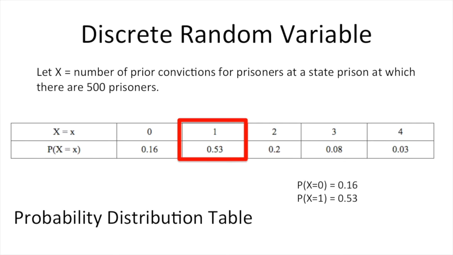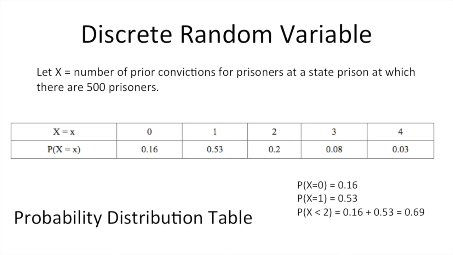We could also use this table to find the proportion that had a certain range of prior convictions. For example, the proportion that had X less than 2, or fewer than 2 convictions, is equal to the proportion that had 0 plus the proportion that had 1. This equals 0.16 plus 0.53, which is 0.69. So we could say that 69% of individuals in this sample had fewer than 2 prior convictions. This is as far as we're going to go with discrete random variables in this course.